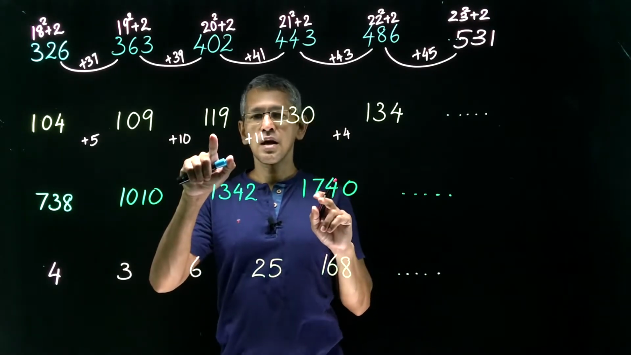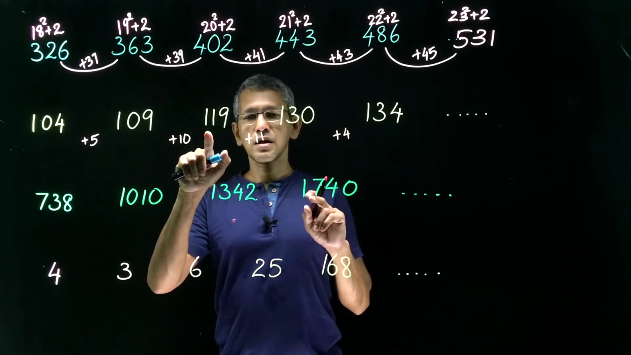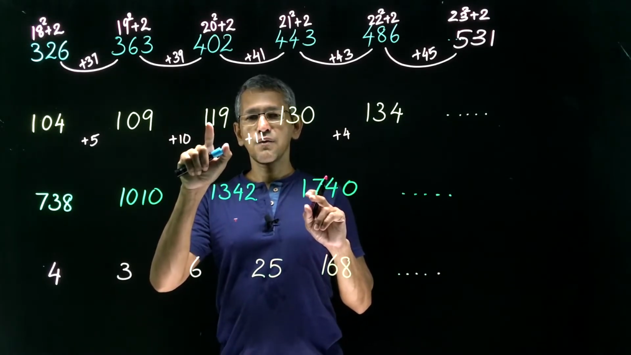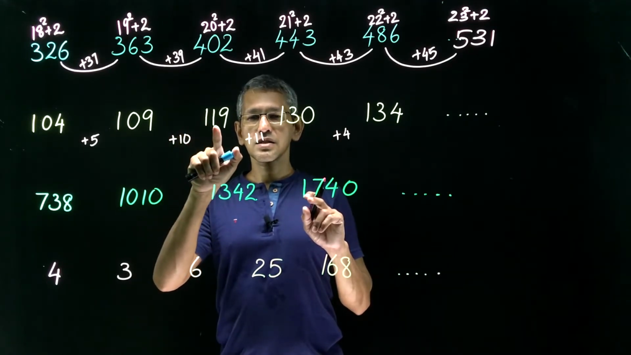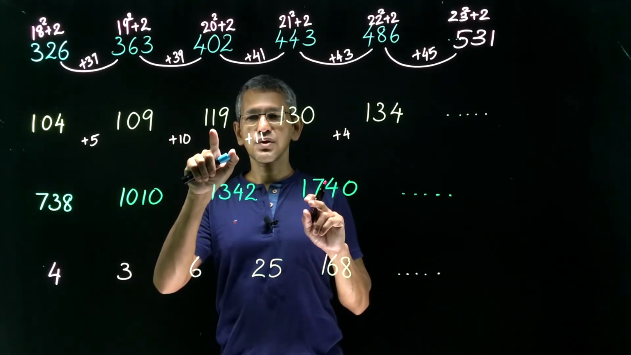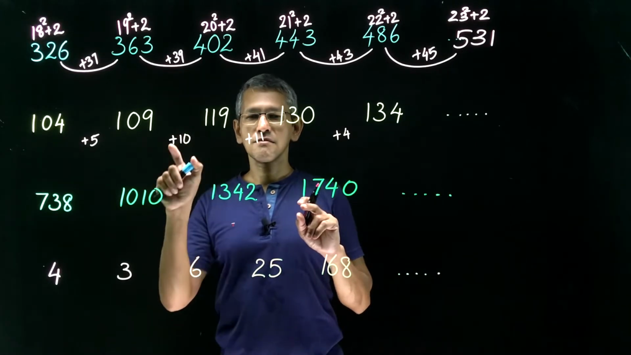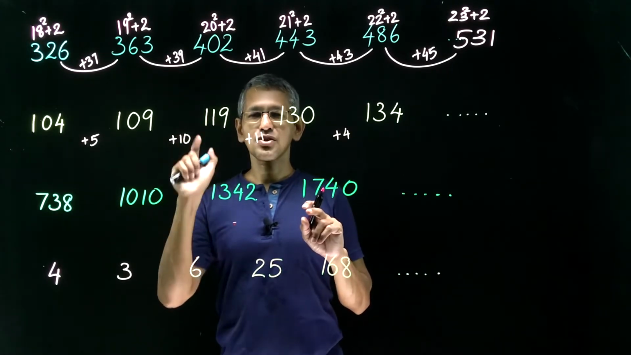How about this one? Nearest square for this one, 119. Well, 10 square is 100. The next one is 11 square. 11 square is 121. This is 19. So that is 11 square minus 2.